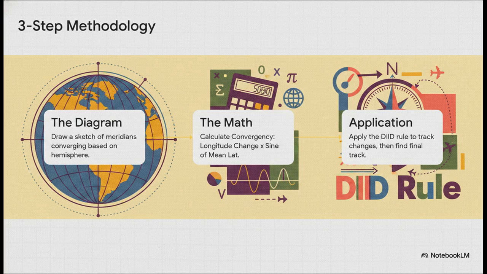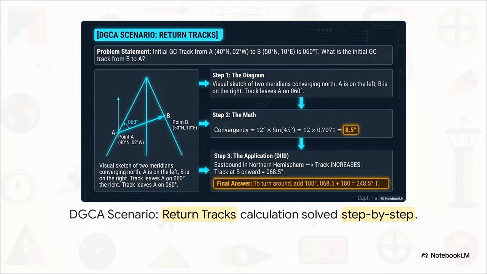Step 1, draw the diagram. Always visualize it first. Step 2, run the math calculation using the formula we just learned. Step 3, apply your DIID rule to nail down the final answer. Let's look at this in action. Let's step right through an actual DGCA problem.